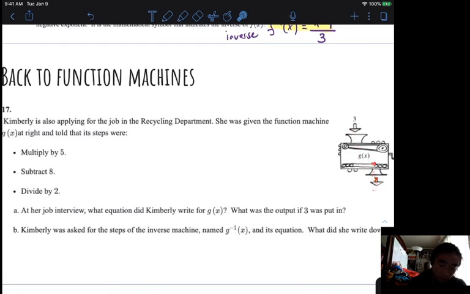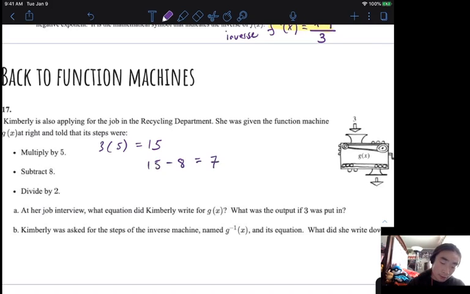So input of 3, start with 3. First step, 3 times 5 gives us 15. The function machine does some more. The next step after that is subtract 8, which gives us, well, let me indent it over a little bit. 15 subtract 8 gives us 7. And then the third step, 7 divided by 2 gives us 3.5.